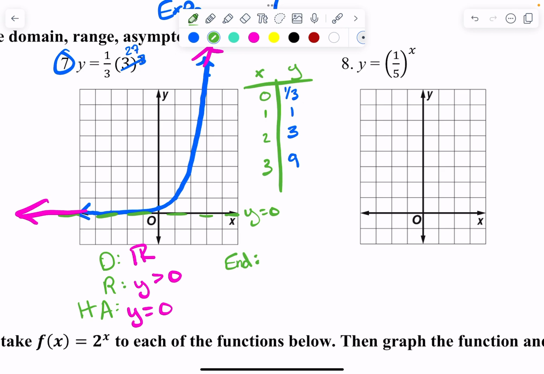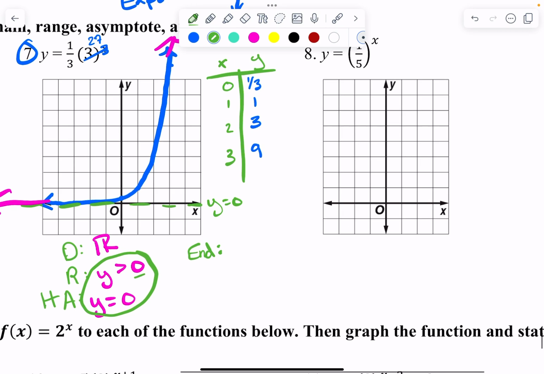Now, there is a correlation between these two. Whatever your HA is, that's the number your range will always be, okay? And then as far as end behavior goes, it's like as x goes to infinity, y is going to something. As x goes to negative infinity, y is going to something, okay? As x goes to infinity, that's a fancy way of saying as he's going to the right.